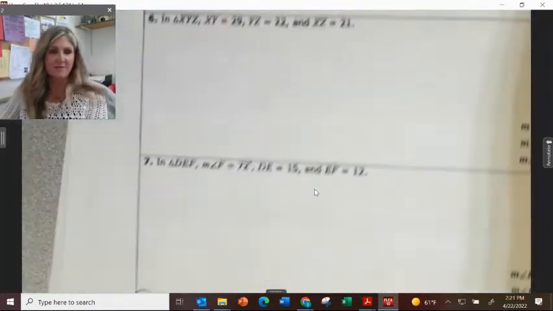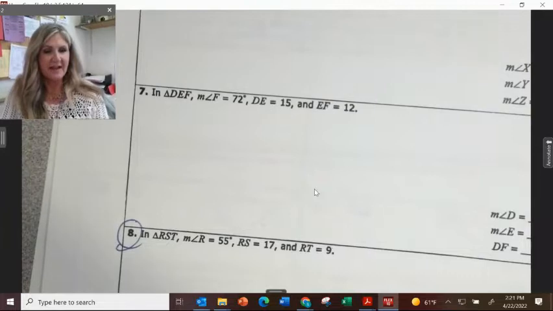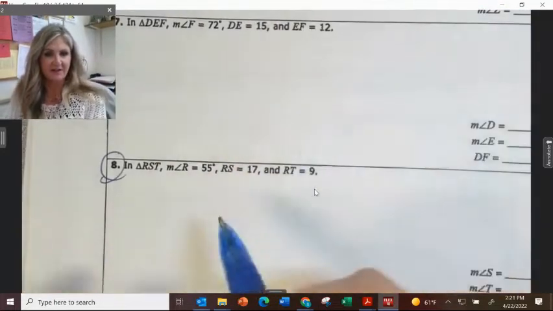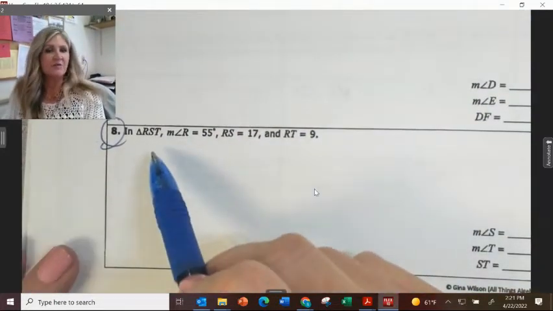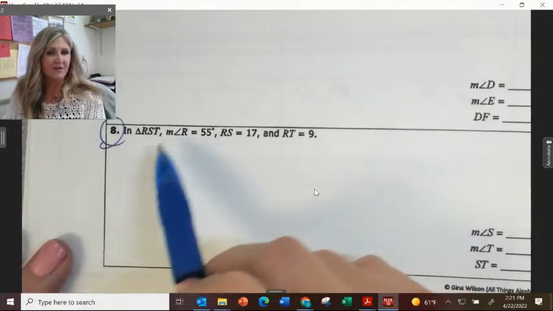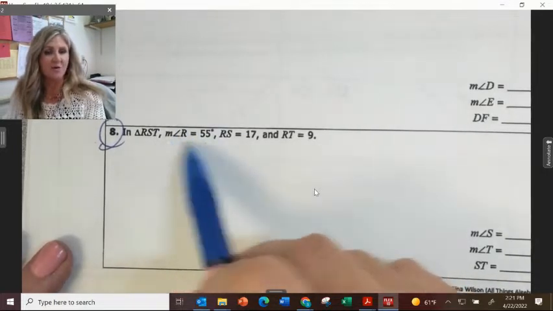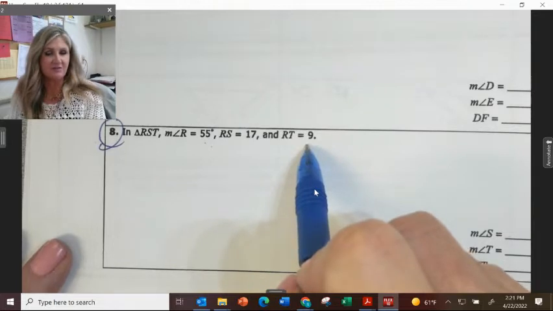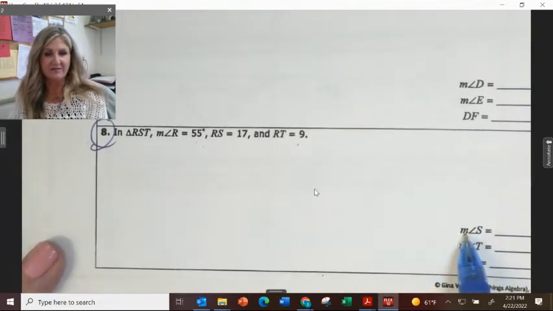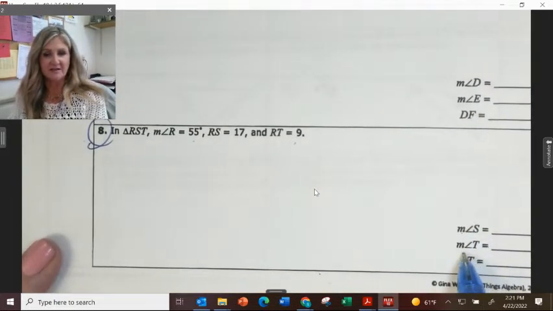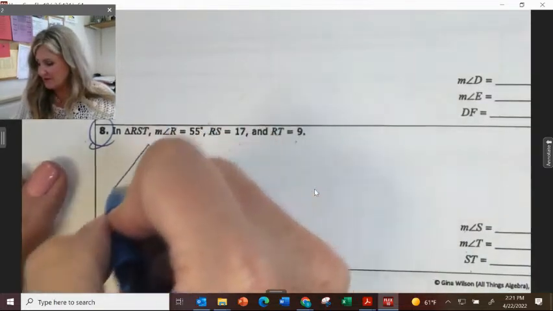We're going to do one problem here, and we're going to have to find everything, okay? This is when we're trying to solve a triangle. When we're solving a triangle, we have to know all the sides and all the angles. So they're telling us that we have to find the measure of angle S, the measure of angle T, and the measure of side ST. So we're going to start off by drawing a picture.